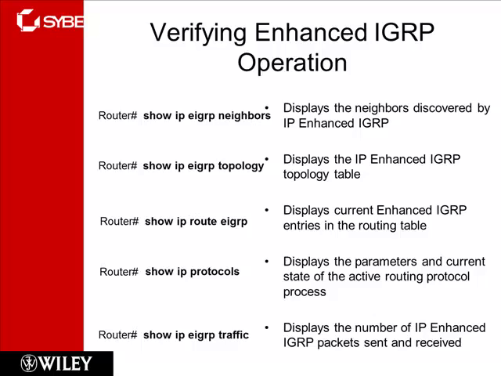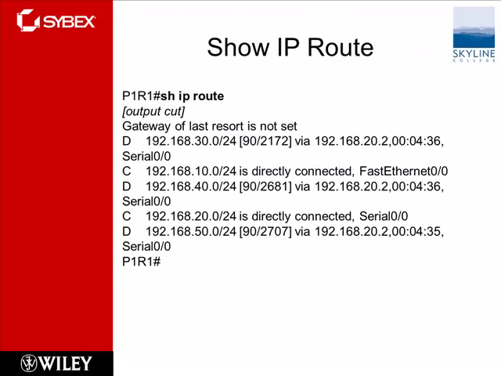Show IP protocol shows us what's running, and we'll take a look at that. What's running and what autonomous systems are running on that particular router if we have multiple autonomous systems. If we have more than one protocol, it's going to show us all of the protocols. Show IP EIGRP traffic displays a number of packets sent and received. Are we actually sharing information? Is the protocol working?